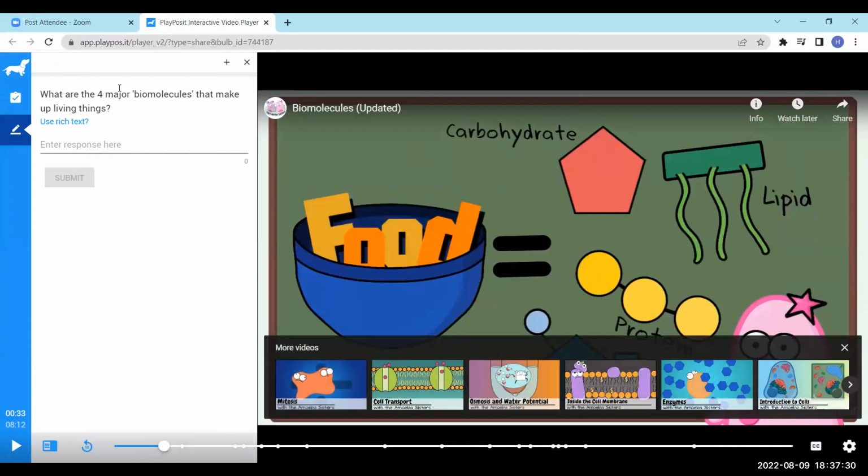Can you answer the first question? Read the first question, please. What are the four major biomolecules that make up living things? Try to remember. What are these four major biomolecules?